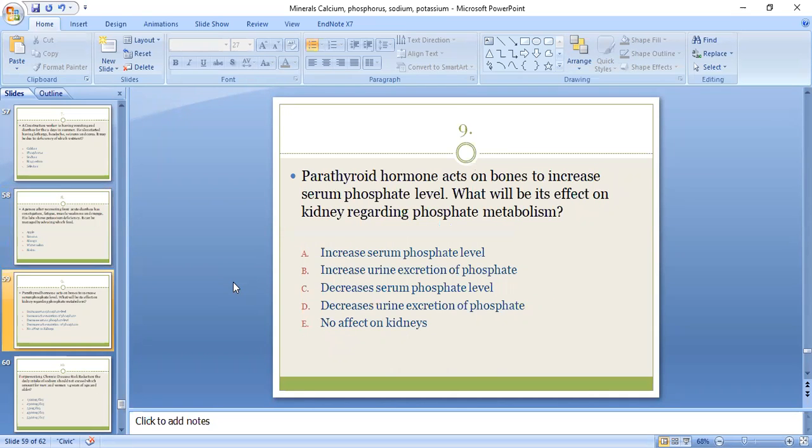Ninth MCQ: parathyroid hormone acts on bones to decrease serum phosphate level. What will be its effect on kidney regarding phosphate metabolism: increases the serum phosphate level, increases urine excretion of phosphate, decreases serum phosphate level, decreases urine excretion of phosphate, or no effect on kidneys? B, yes, B, increase urine excretion of phosphate.